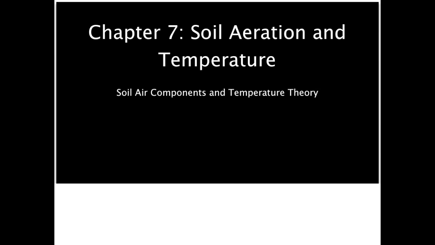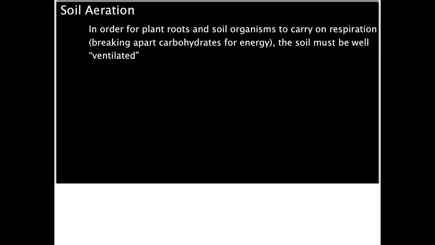So instead of reading through Chapter 7, I'm going to hit some highlights from Chapter 7, Soil Aeration and Temperature. So think about soil aeration. We're thinking about the nature of air in the soil. So what are the components of air in the soil? We know that plant roots need air. They need to have access to air in order to grow.